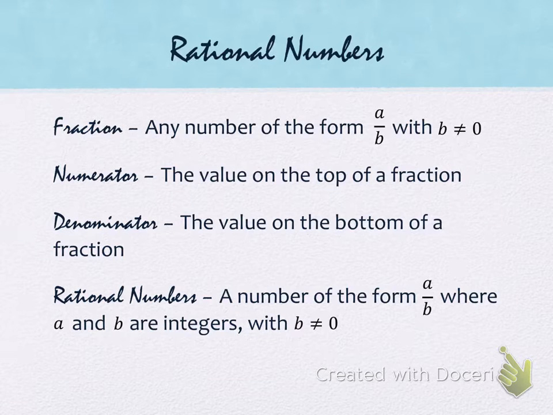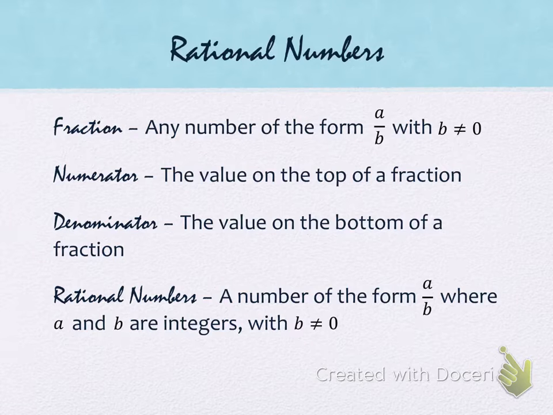Okay? So you can talk positive numbers, you can talk negative numbers. They could be decimals, they could be square roots. Those are all considered fractions. The numerator, of course, is the number that's on top, and the denominator is the value that's on the bottom.